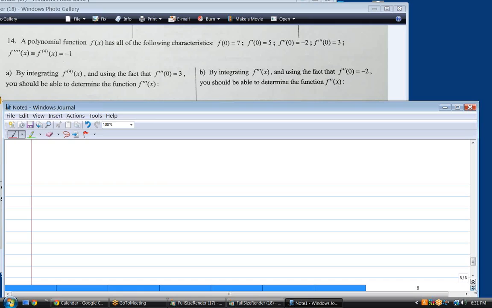So here we don't know the function, but we know that its fourth derivative is minus 1. So what is its third derivative? In other words, we know that we have to integrate the fourth derivative to get the third derivative. Okay, so if the fourth derivative is equal to minus 1, yeah, go ahead.